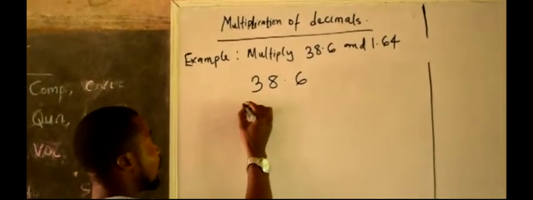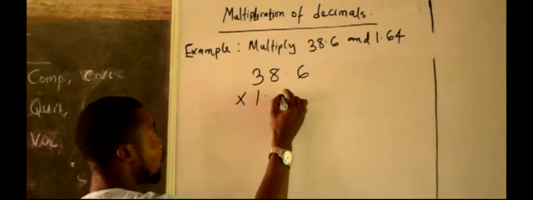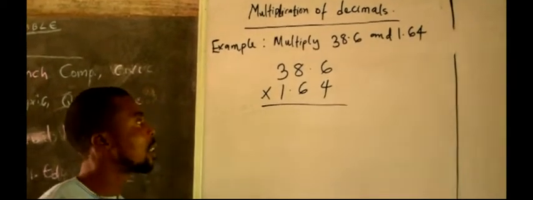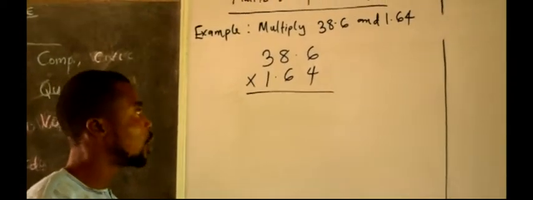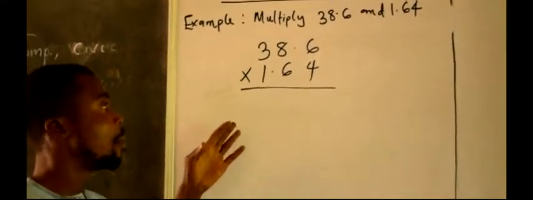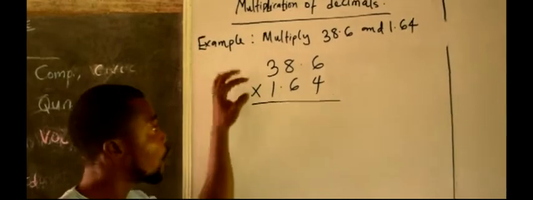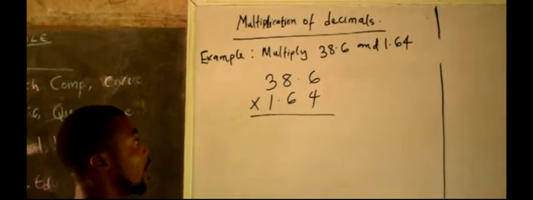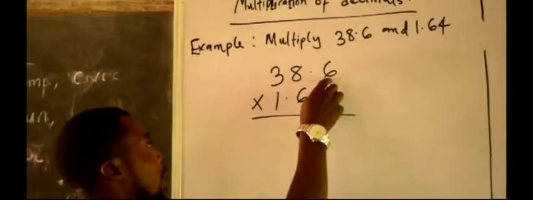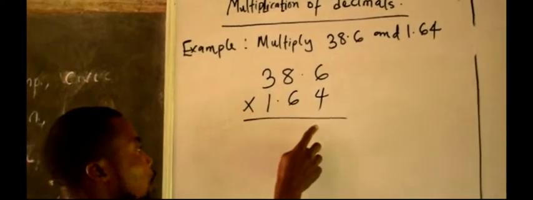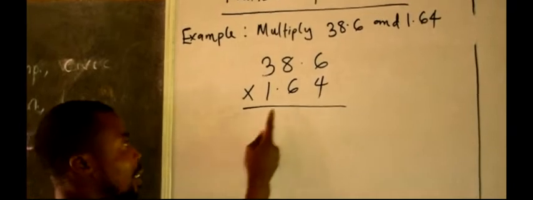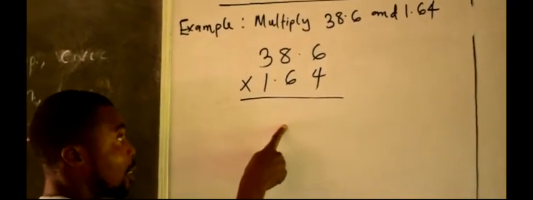38.6 multiplied by 1.64. The first thing you say here is that you do not arrange according to the decimal, because we are doing multiplication. Arrange and multiply. Here, 4 will multiply the 386 first. You will write it in the first line. 6 will multiply 386 again. You will write it in the second line, starting from where your 6 starts. That's where you start the answer.